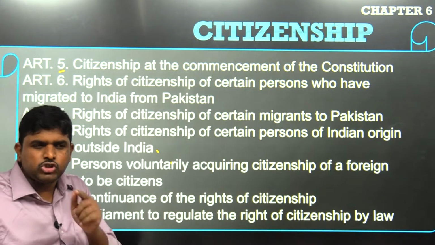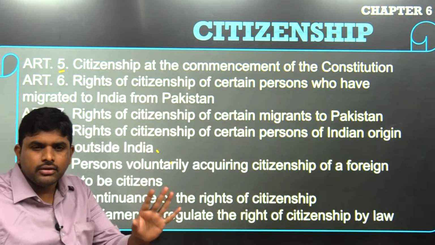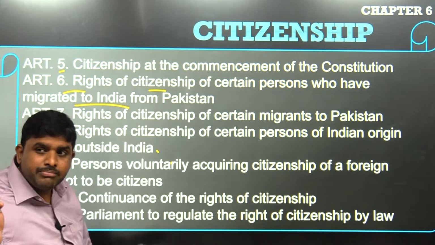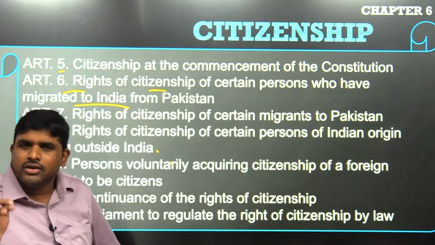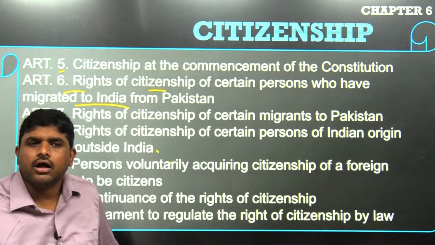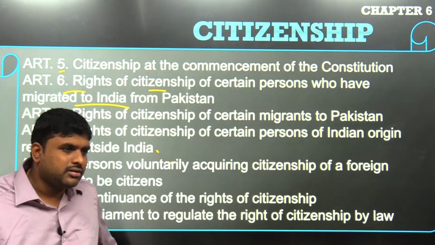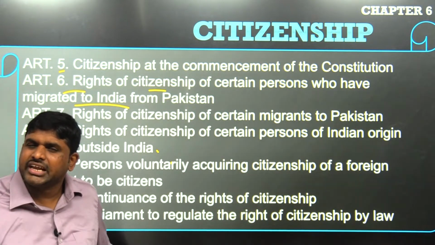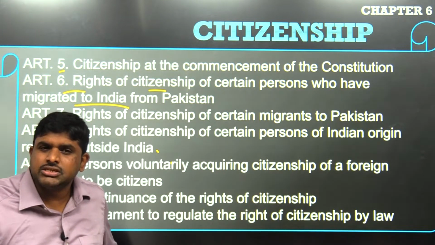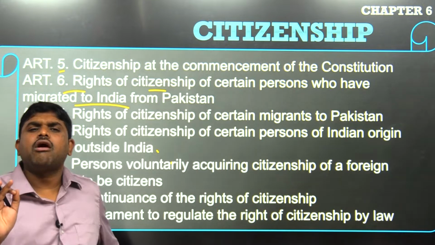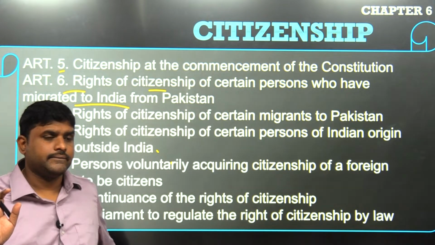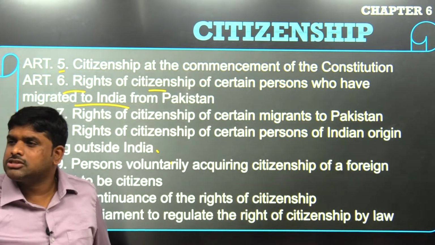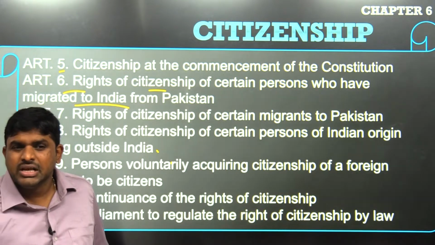Means at the time of commencement of the Constitution, whoever is present on Indian soil has the right of citizenship. Then, for persons who migrated to India from Pakistan, whether they will get citizenship and political, social and economic rights is mentioned in the 6th article. We will remember all articles from 1 to 51. So the 5th article is mainly about citizenship at the commencement of the Constitution, and the 6th is about who will get citizenship.